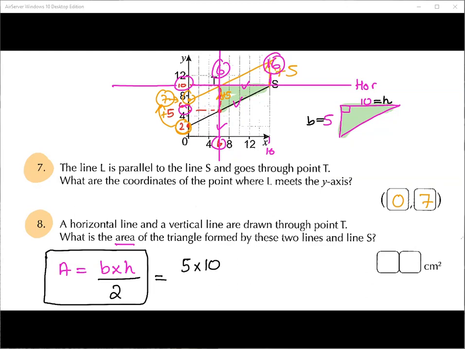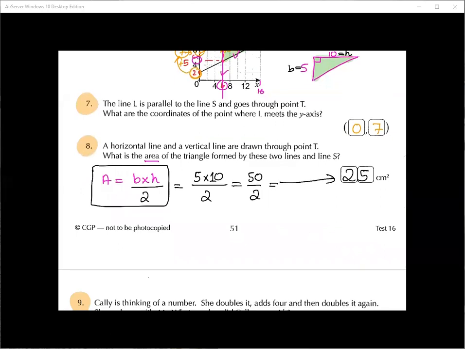That's excellent. Okay. So we have the base is 5, the height is 10. 5 times 10 is? 50. And 50 divided by 2 is? 25. The answer is 25 centimeters squared. Done. That's question number 8, which a few of you got stuck on.